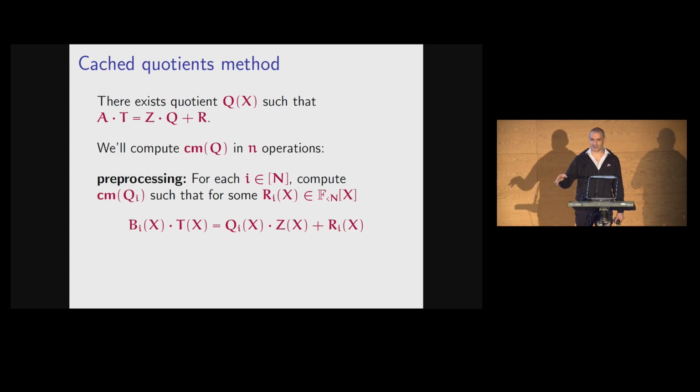And here's where the name cached quotients comes from. So the cached quotients are the commitments to these Qi's. Where again, what are these Qi's? They're exactly the quotients when you divide with remainder the basis elements in which your input polynomial is going to be sparse.